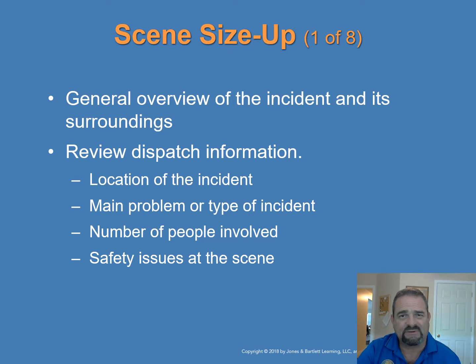All right, so the scene size up. It is a general overview of the incident and its surroundings. So first off, it begins by reviewing the dispatch information. The dispatch information is the information that's provided to you by your dispatch system. It allows you to anticipate possible conditions by reviewing and understanding the dispatch information. Your dispatcher should have obtained the following information: location of the incident, main type or problem of the incident, number of people involved, and any safety issues that are on scene.